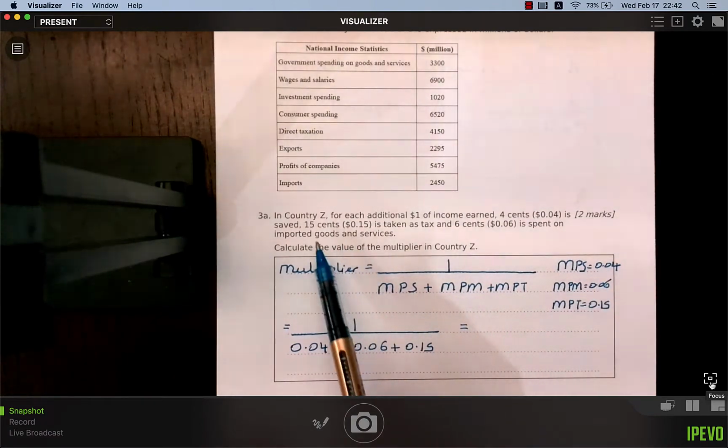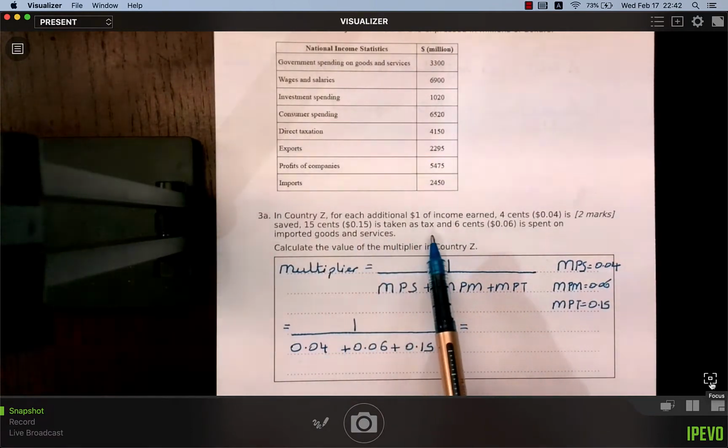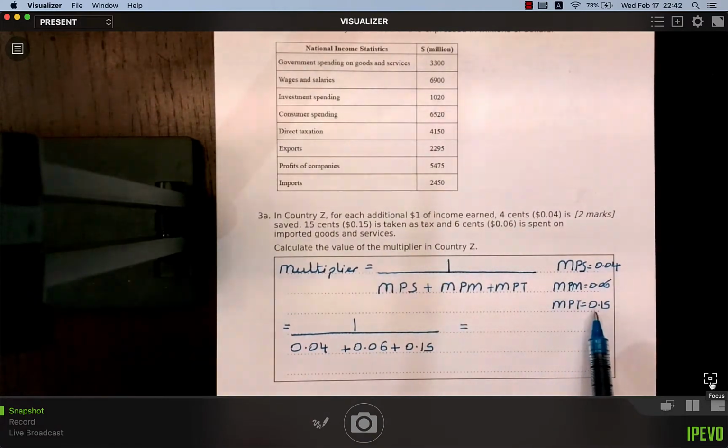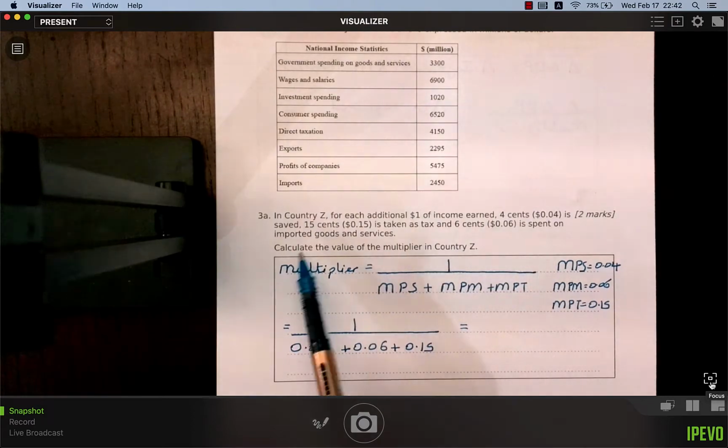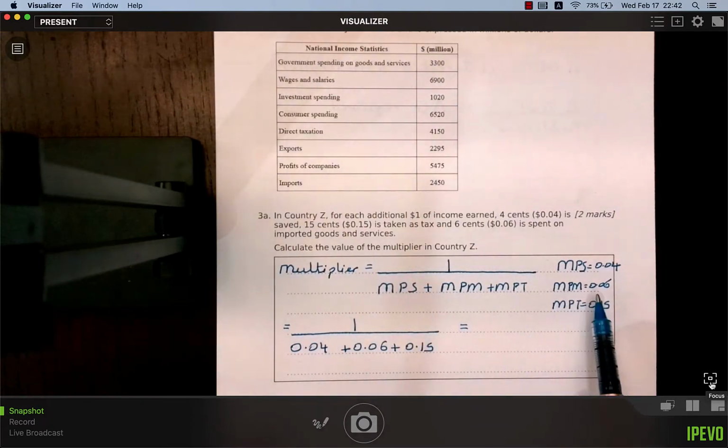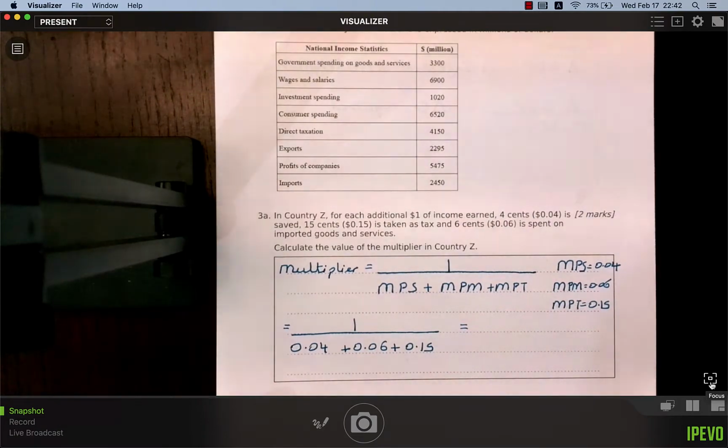15 cents is taken as a tax. That's an MPT of 0.15. And 6 cents is spent on imported goods and services, so an MPM of 0.06. Okay, so we've got an MPM, we've got an MPS, we've got an MPT, so that means our multiplier has to take all of those into account.